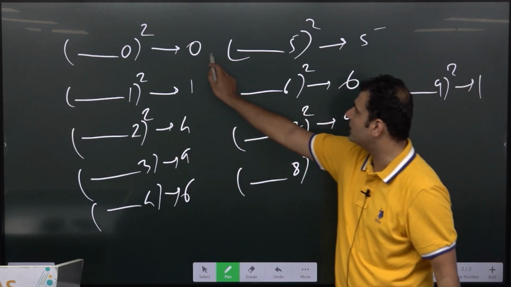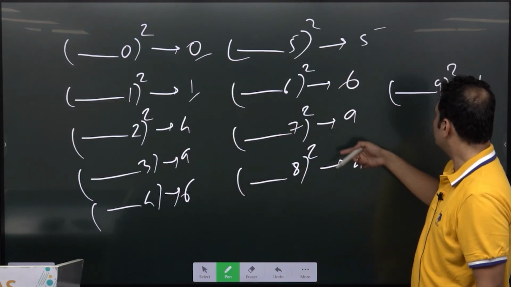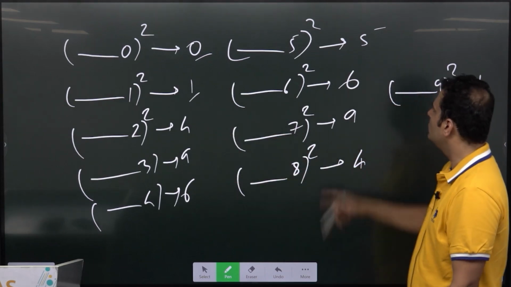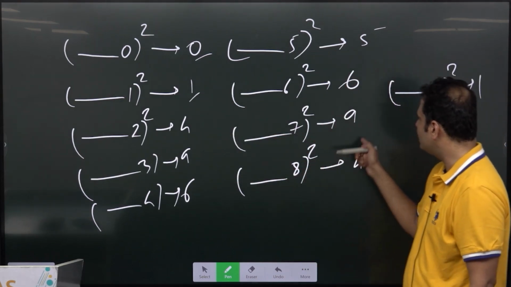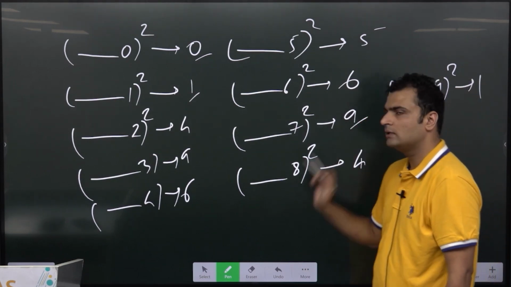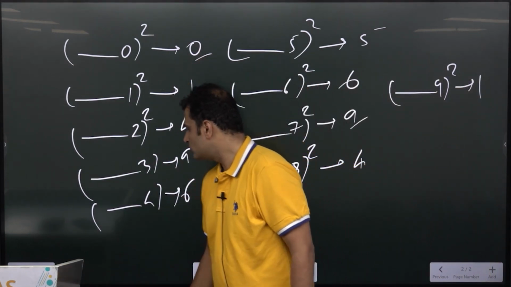So 0 can be there at the end, 1 can be there, 2 cannot be there, 3 no, 4 yes, 5 yes, 6 yes, 7 no, 8 no, 9 yes, and 0 yes. So these are the possibilities.